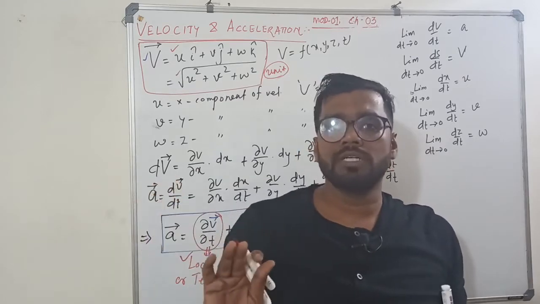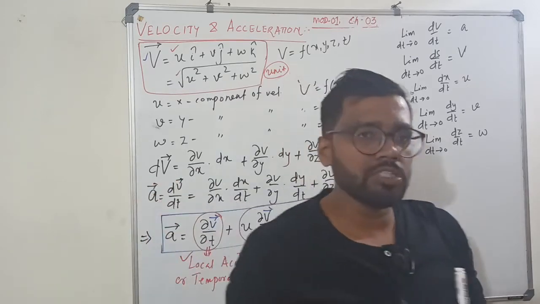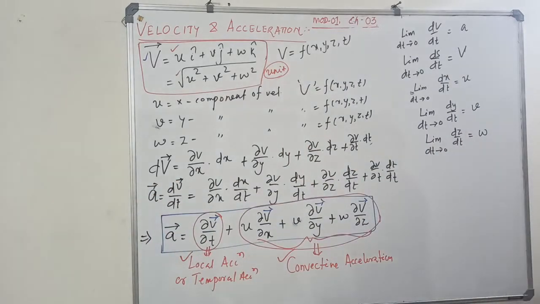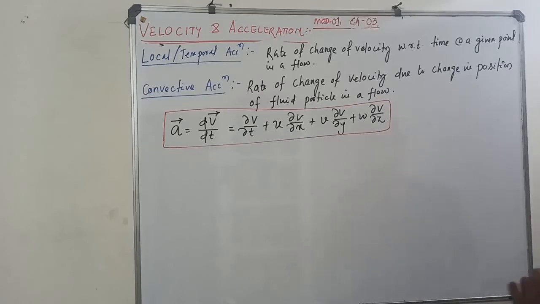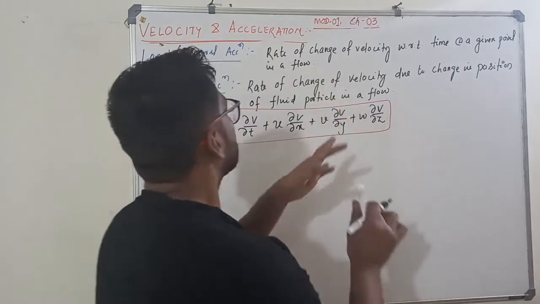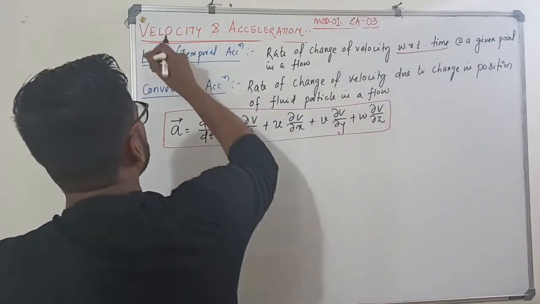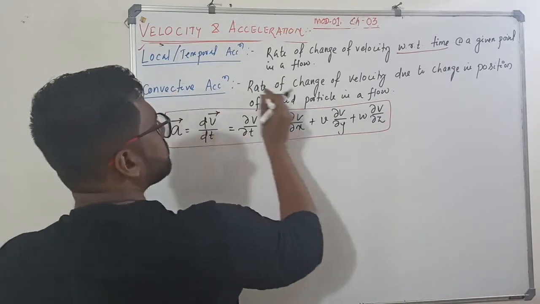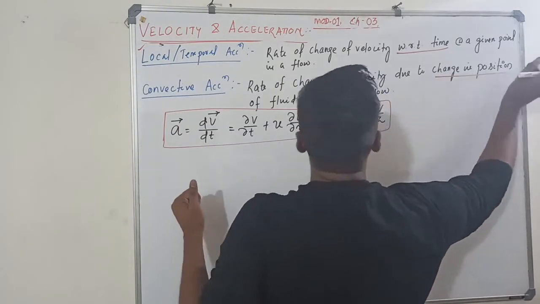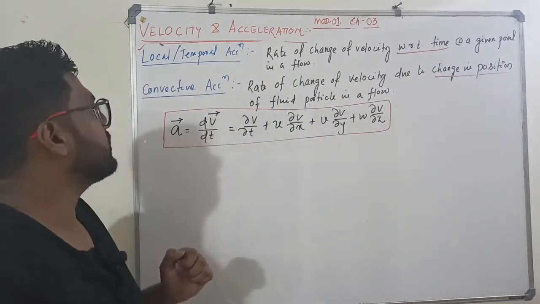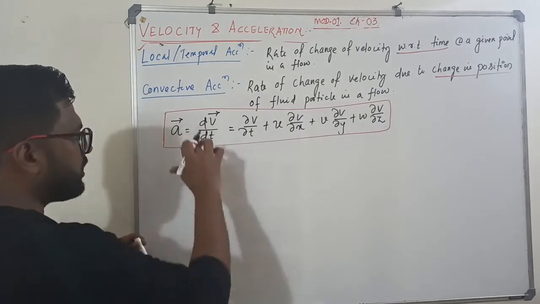We'll be solving some numericals, but for now, pause the video and note it down: velocity and acceleration, local acceleration and temporal acceleration. The rate of change of velocity with respect to time at a given point in a flow is your local acceleration, and the rate of change of velocity due to position change of a fluid particle is your convective acceleration. So we got this term now.